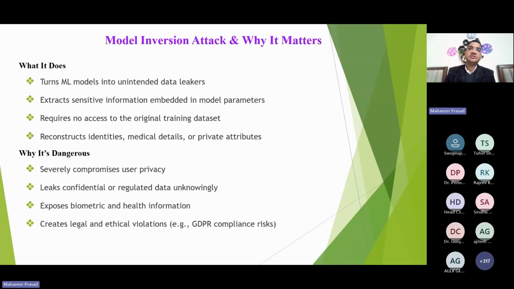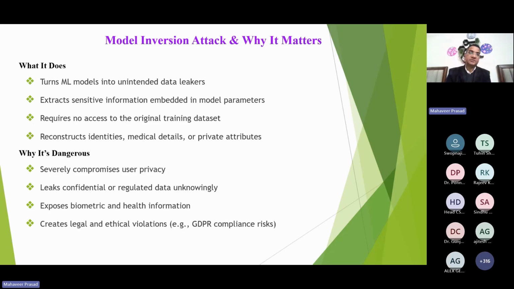So what is basically this model inversion attack and why it matters? It turns an ML model into an unintended data leaker. It extracts sensitive information embedded in the model parameters, requires no access to the original training data set, and it reconstructs identities, medical details, and private attributes.